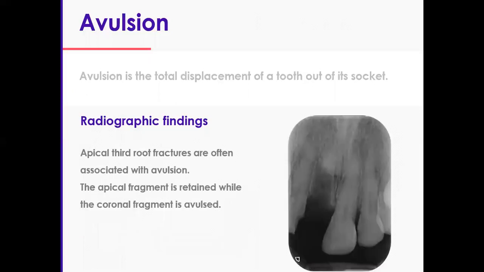You can, for example, see in this radiograph that the tooth had sustained a root fracture, that one, and the coronal fragment has been avulsed, and the apical third is retained. So this is not unusual in root fractures, so that you can get the coronal fragment completely avulsed.